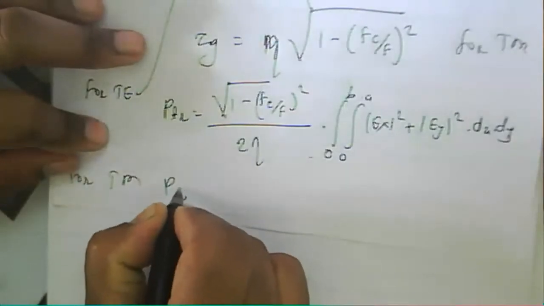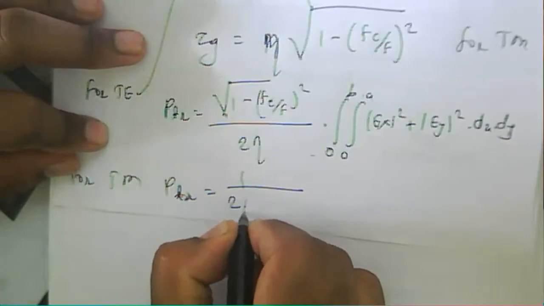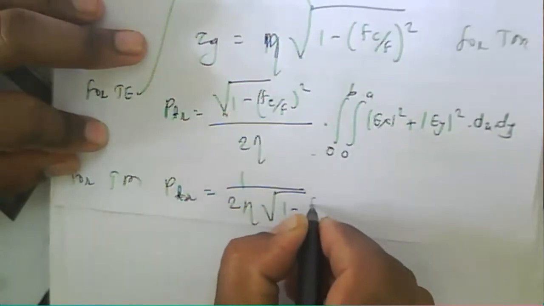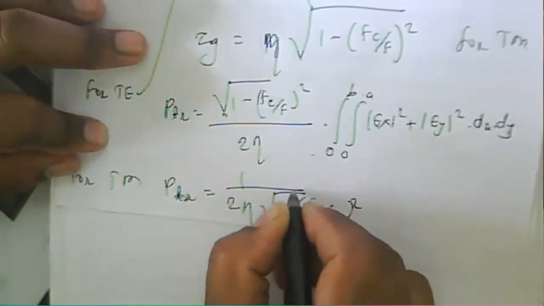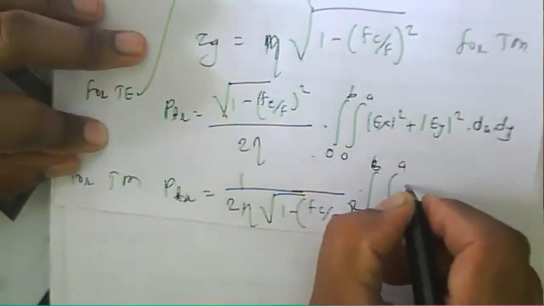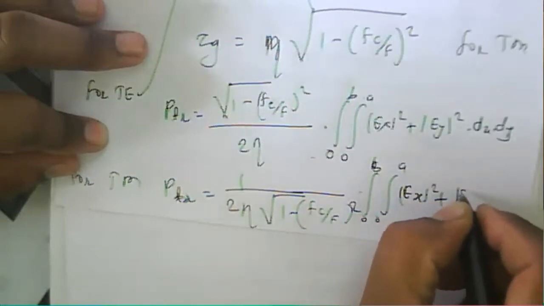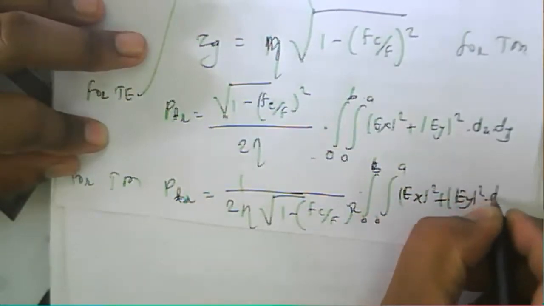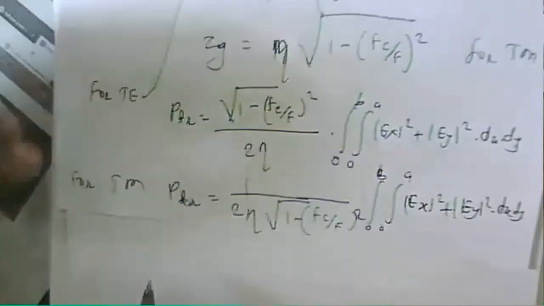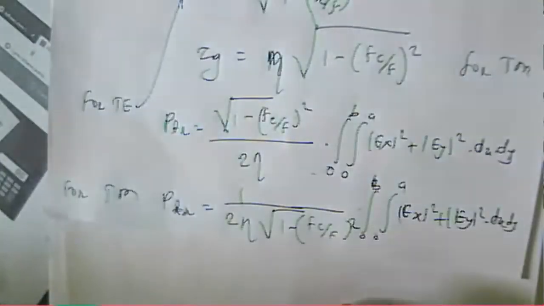Power transmission for the TM mode is nothing but 1 by 2 eta under root of 1 minus (fc by f) bracket square, integral 0 to b, 0 to a, of Ex square plus Ey square dx dy. This is about the power transmitted in terms of the electric field and magnetic field components. So we can obtain this from E and H.